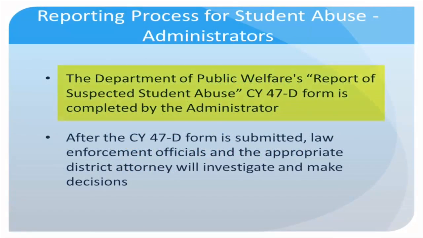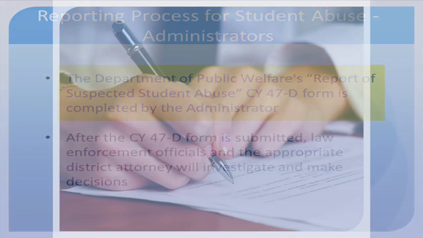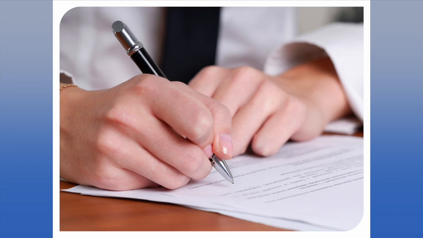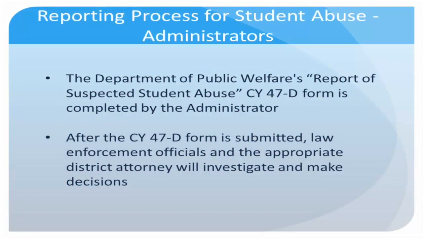The Department of Public Welfare's Report of Suspected Student Abuse CY 47-D form is completed by the administrator. The report is different from the Report of Suspected Child Abuse CY 47 form. The CY 47-D form for student abuse includes the student's name, age, address, and school, and the name and address of the student's parent or guardian, the school administrator, and the school employee suspected of the abuse. The nature of the offense and any comments or observations relevant to the incident must also be included.